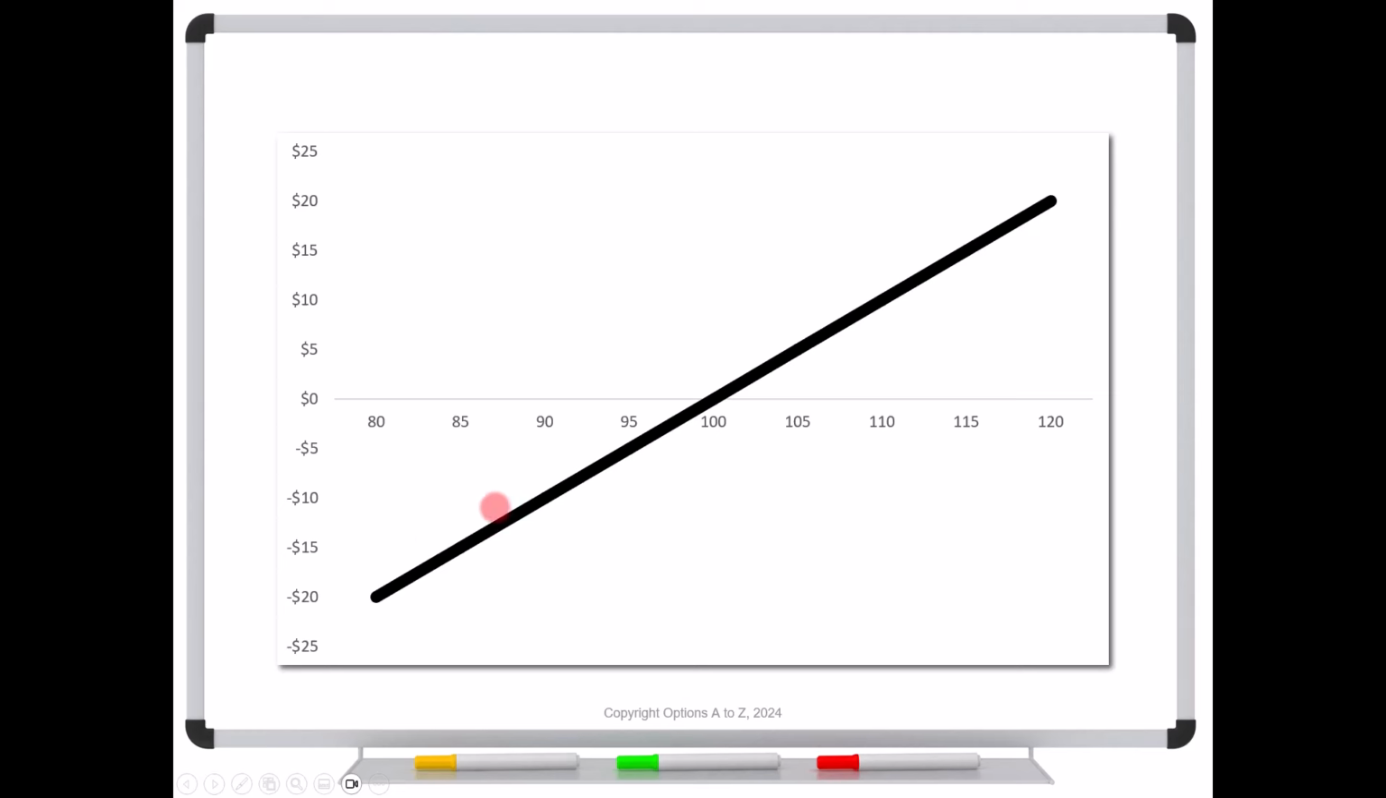So here is the risk graph for long shares of stock. Now remember, when we talk about positive deltas, I briefly mentioned it before, we have this line leaning to the right.